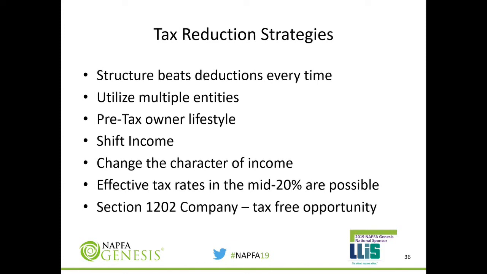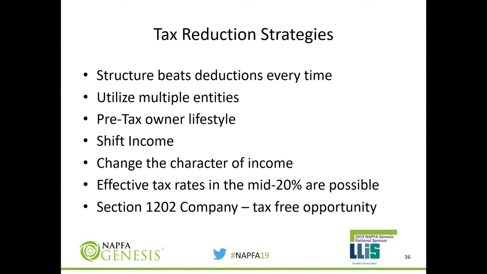Same thing, change the character of income. Change wage income to distribution, change wage to rental income, change the character to a lower rate of tax. Effective tax rates for business owners under the new tax reform in the mid 20% range are absolutely possible. I don't care, people making millions of dollars utilizing multiple entities and some of these strategies, you can get that number into the mid 20s.